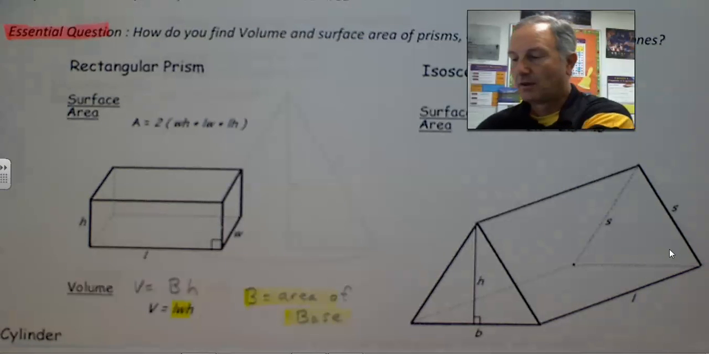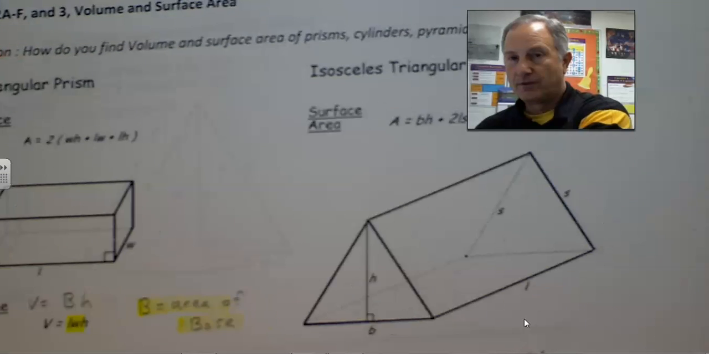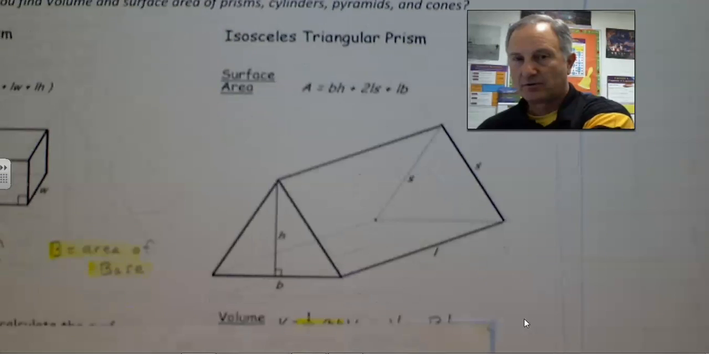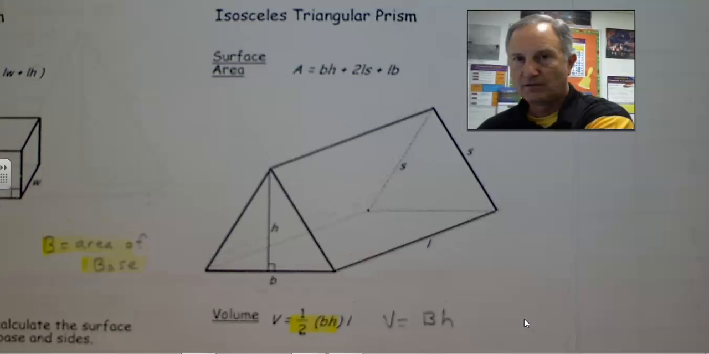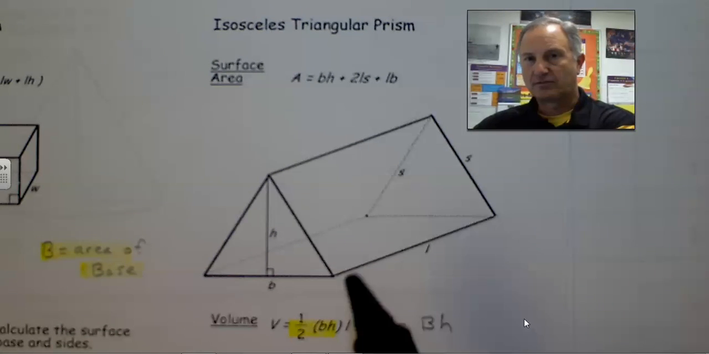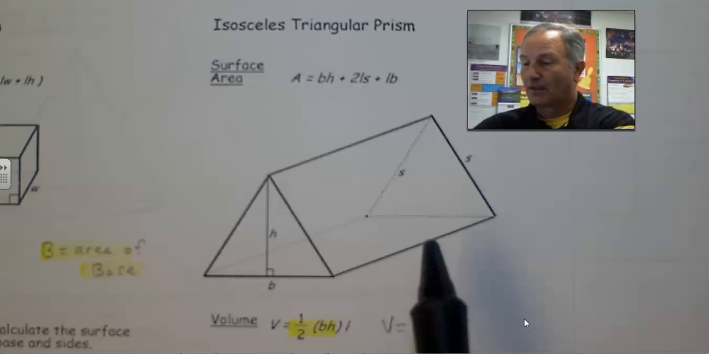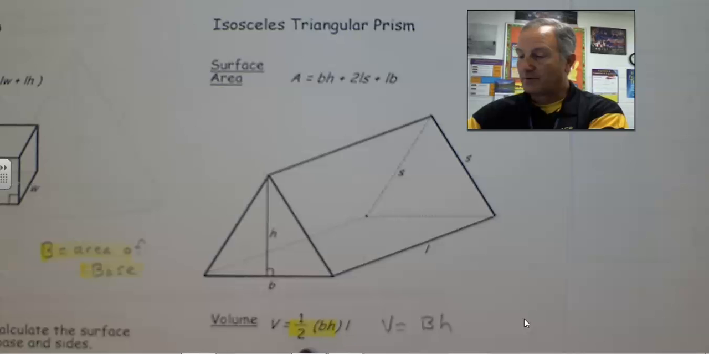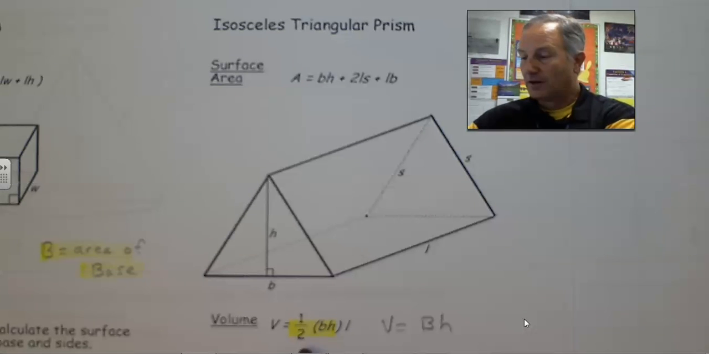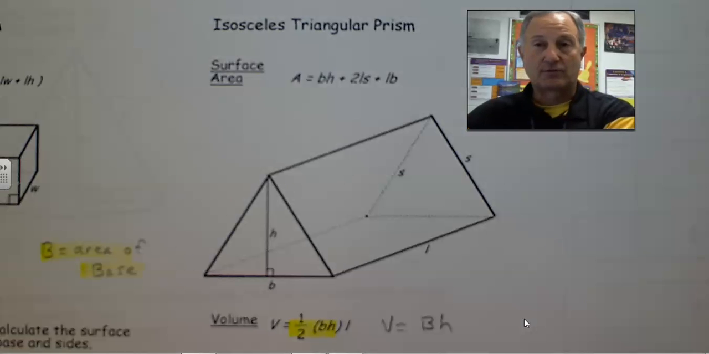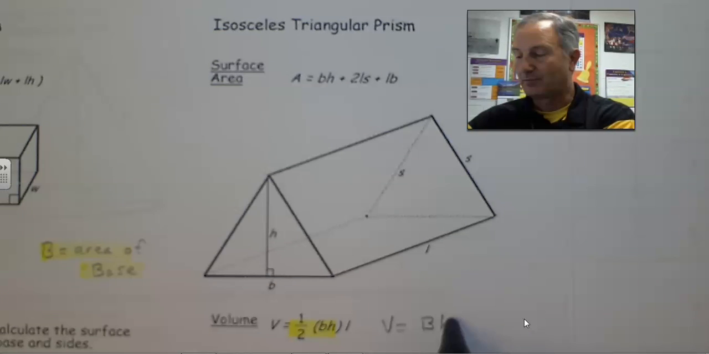Another prism that comes into play in this first section is an isosceles triangular prism. It could be a right triangular prism. But when you think about volume here, the volume is 1/2 base times height times L. Basically, it's the same thing. It's the area of the base times the height. I'll show you this stuff because that's what the book shows you, but I'm going to try to simplify it here. Area of the base times the height.